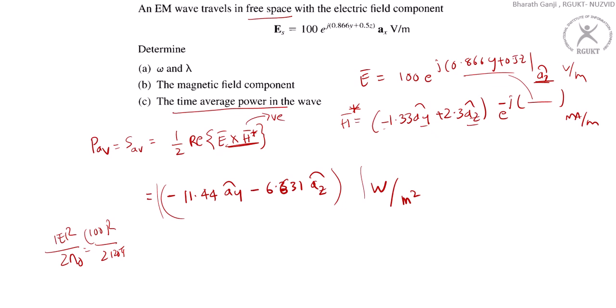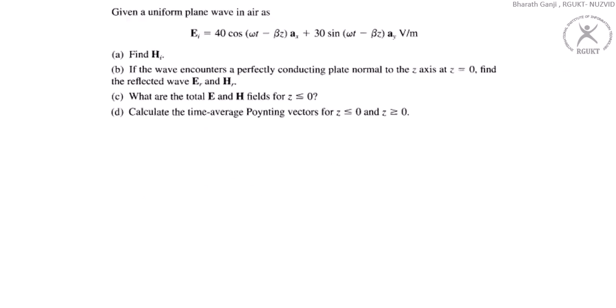So now let us move on to the next one. In the next problem, again the electric field is given, but now they have given an interface also. A uniform plane wave is traveling in air, the electric field is given, they're asking what is the magnetic field, and if the wave encounters a perfect conducting plate normal to the z-axis.